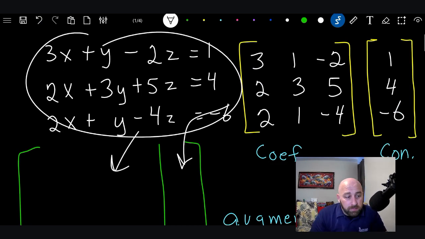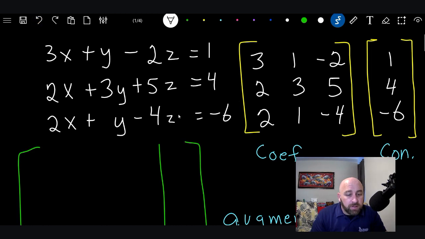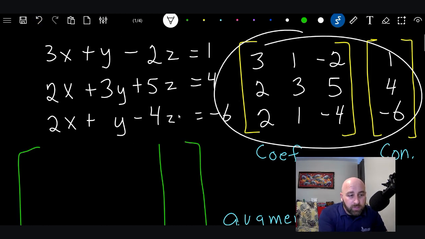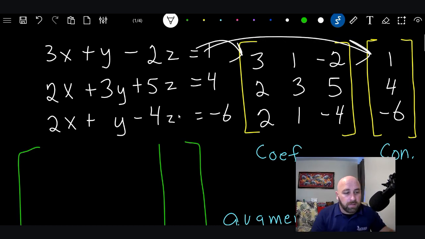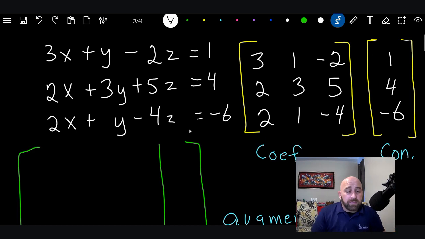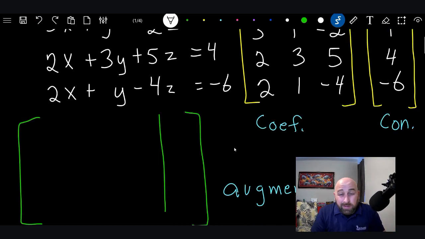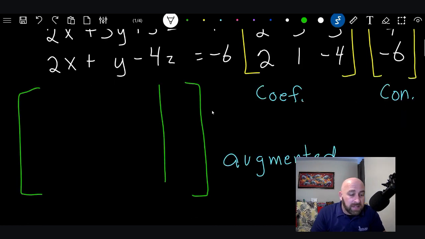You could, all right? The reason I wanted to show you to do it like this is because we're going to use this later on in the chapter. You need to know how to do this, all right, to put them into those two spots. Now, if you want to skip that for right now, you can, but you need to know what the coefficient side is and what the constant side is.